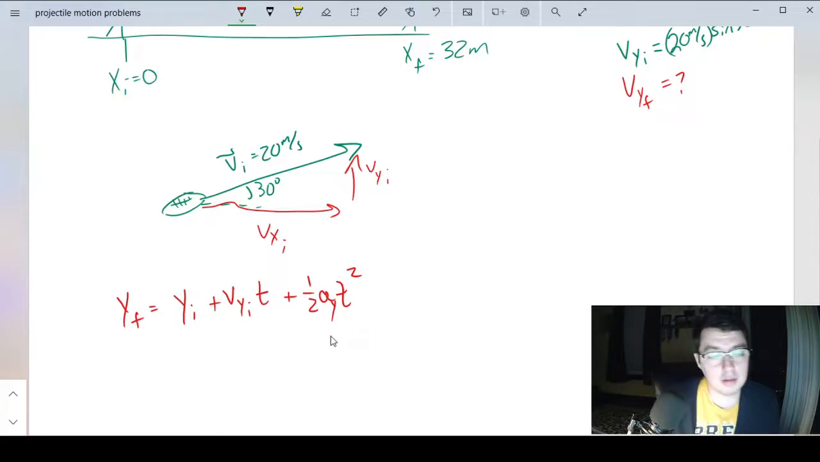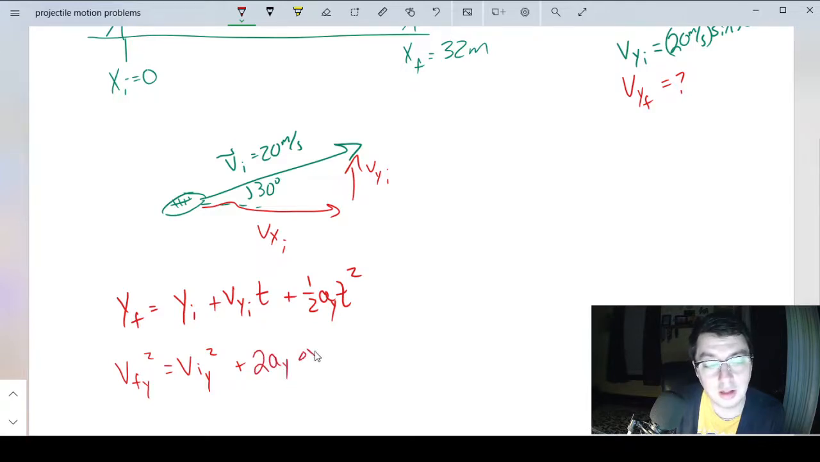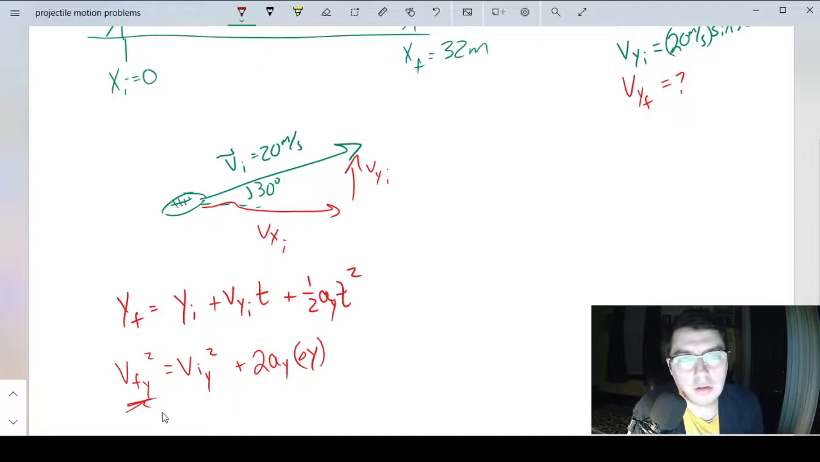We might kick out to the other relationship that says vfy squared equals viy squared. Again, I've switched my subscripts, forgive me. Plus 2 times the acceleration in the y direction times delta y, final minus y initial, but I don't know vfy. I cannot say that it's equal to what we started with because it is not a symmetric problem. I don't know what it is. I'd have to solve for that. And the only other relationship that allows me to solve for v final in the y direction involves time. So right now I'm stuck.